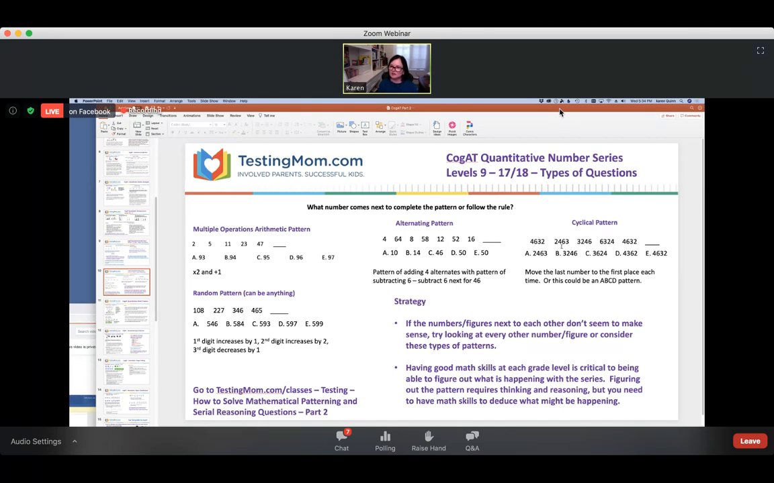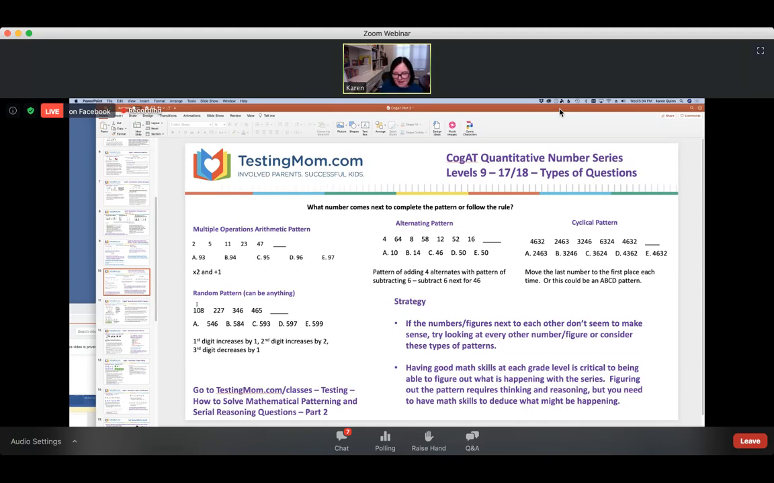And then you've got what's called a cyclical pattern. This is another example. You look at these and they can be kind of tricky, but what's happening here, if you study it, is that the last number is moving to the first place each time. So that's how that one works. And when you have one like this, it's also an ABCD pattern. But that's another type of pattern to look for.